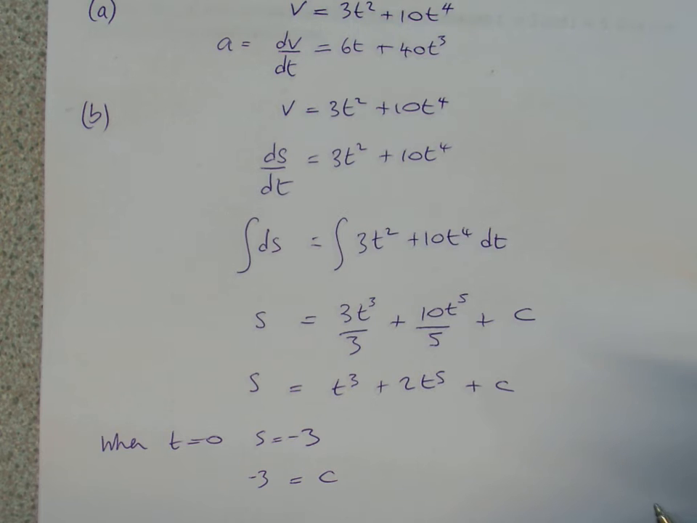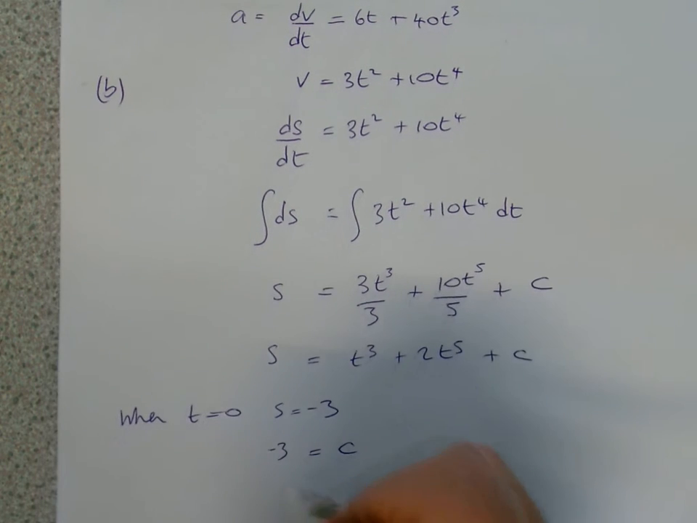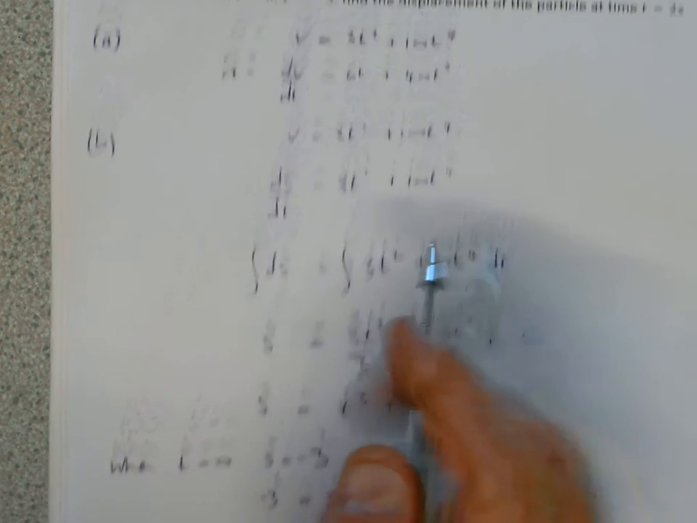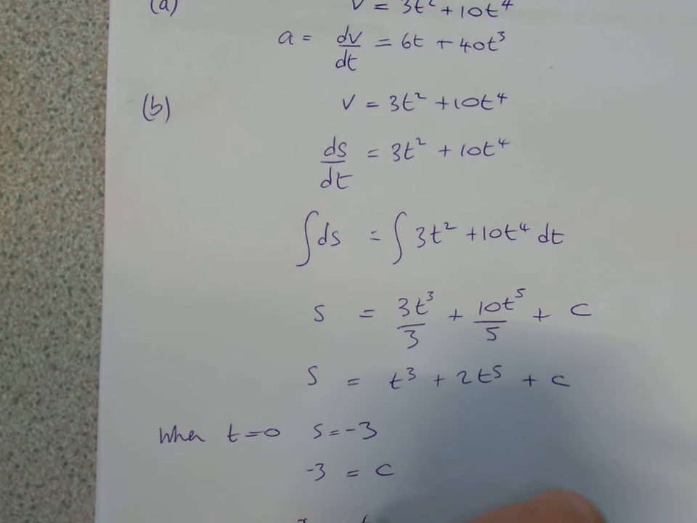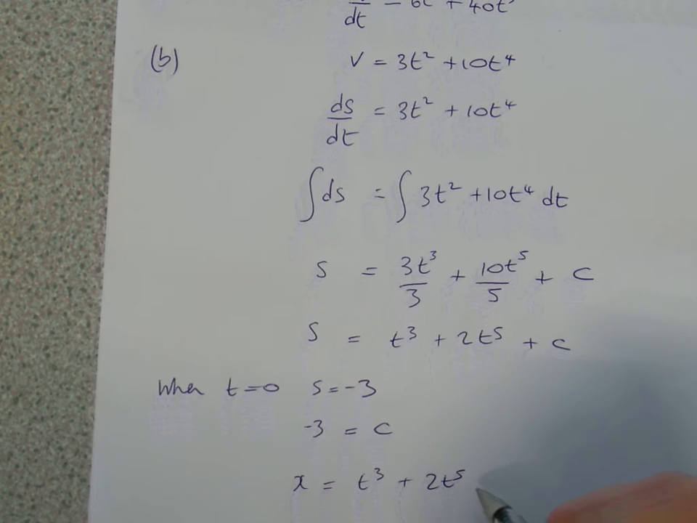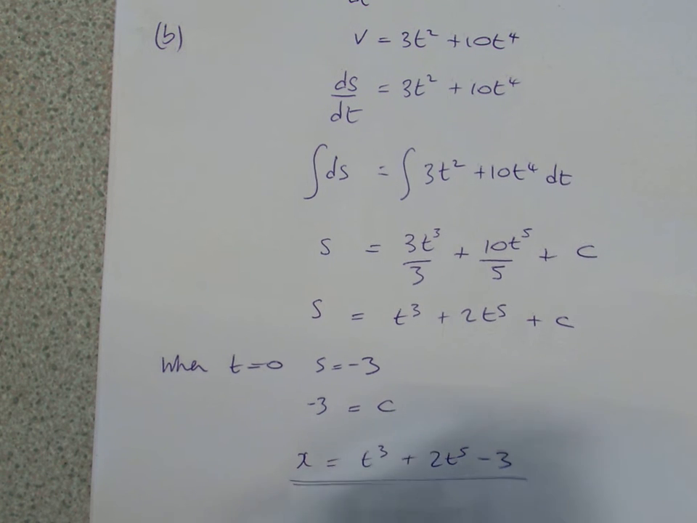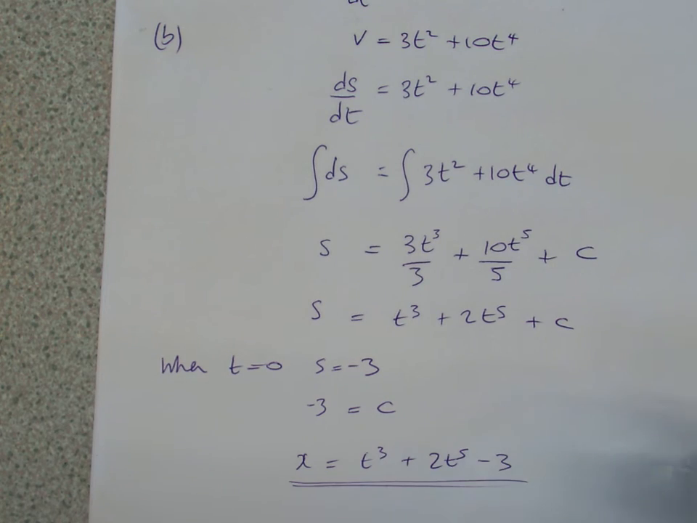So you end up having your displacement, your final solution. Given that they have put it in terms of x, we could call it x if we want: x equals t cubed plus 2t to the power 5, and then the c is -3. So we've got our general solution. That's our displacement at time t, and we can use that for anything.